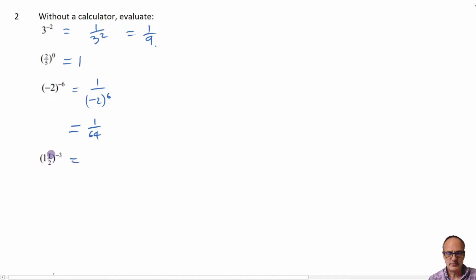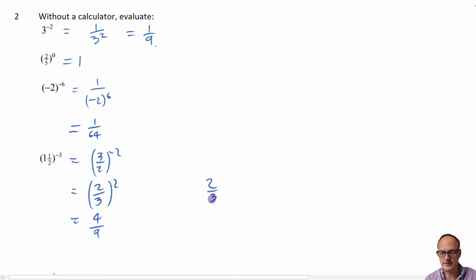This one, my general rule of thumb is work with top-heavy fractions. So we're going to make this equal to 3 over 2 to the minus 2. The minus means you turn it upside down. So let's turn it upside down, and we got that to the 2. Square the top gives you 4. Square the bottom gives you 9. Because effectively you have 2/3 times 2/3. So 2 times 2 is 4, 3 times 3 is 9. And that's how you do that one.